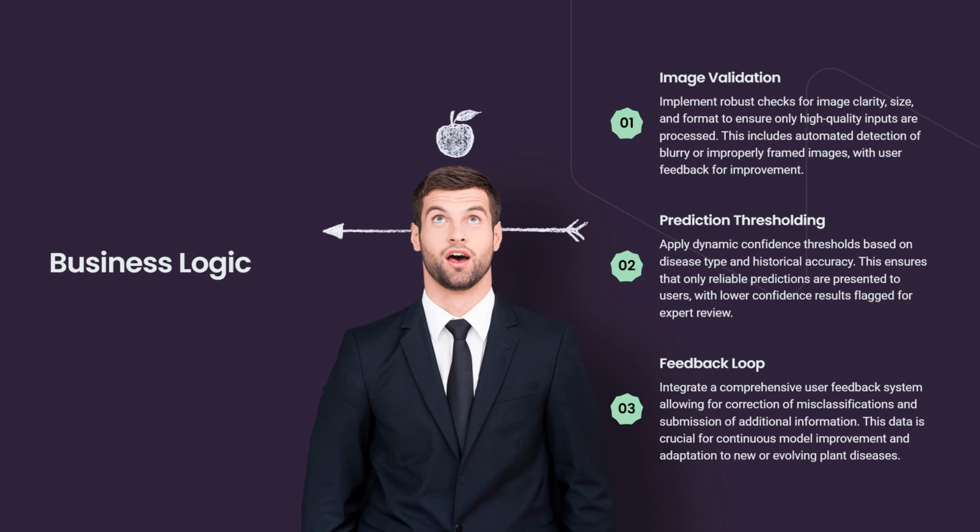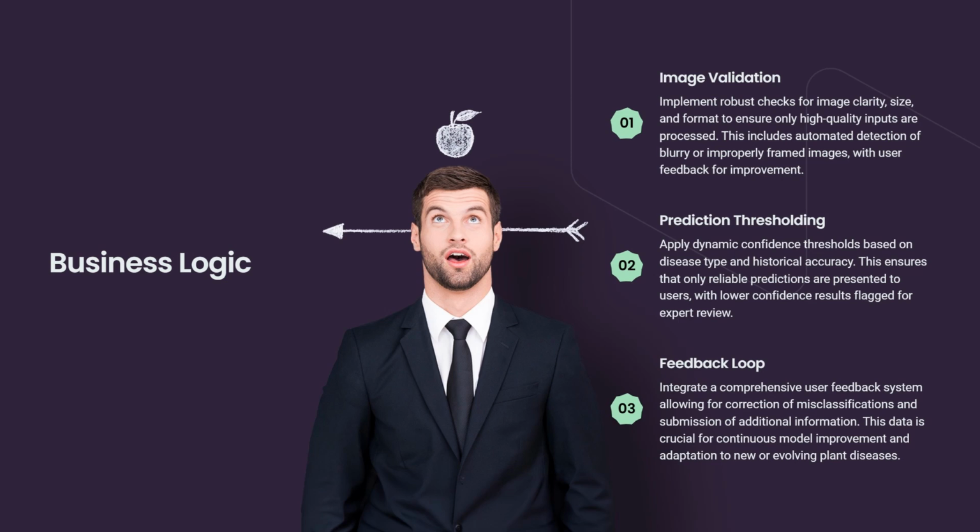Coming to the business logic of the system, there are three essential components: the image validation, prediction thresholding, and the feedback loop. The image validation implements a robust check for image clarity, size, and format to ensure that only high quality inputs are processed. This includes the automated detection of blurry or improperly formatted images, along with user feedback for improvement.